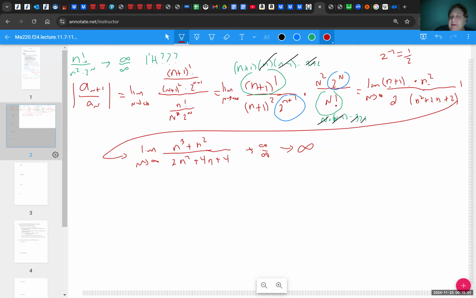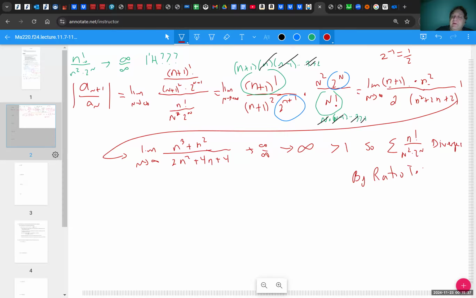For the ratio test, if it's greater than 1, we know that the original series will diverge. So this original series, which was n factorial over n squared 2 to the n, diverges. If it's less than 1, then we know that it converges. And if it's equal to 1, we don't know anything. That's when the ratio test is sort of at that balancing point. So our limit here is greater than 1, so we know that the original series diverges by the ratio test.